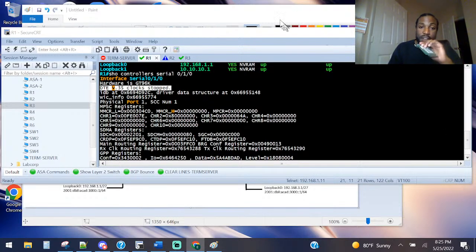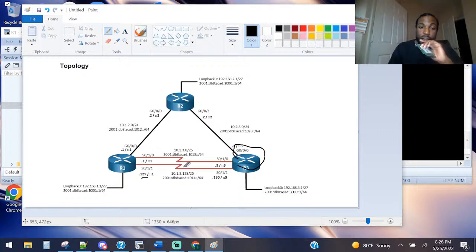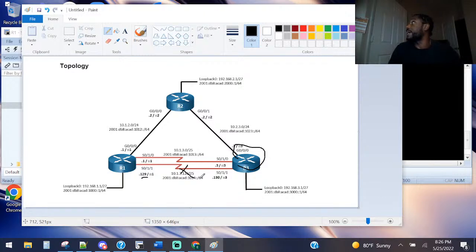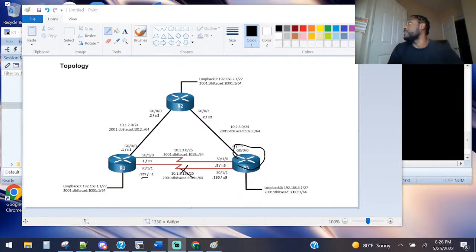We'll just probably have to forget about this interface for now. That one right there, we're just going to have to forget about that, because I think what they were going to have us do is investigate floating static routes with that. We're just going to have to forget about it.